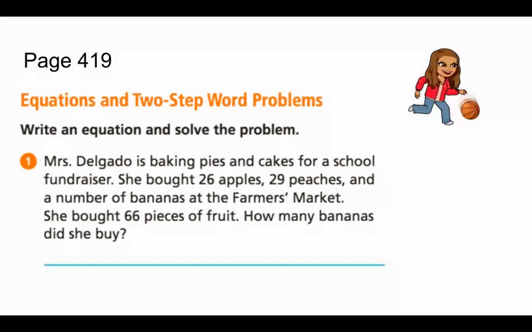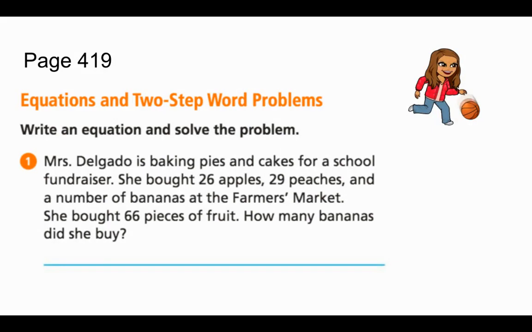All right, open your math workbooks up to page 419. That's where we're going to start today. Write an equation and solve the problem. Let's read the problem. Mrs. Delgado is baking pies and cakes for a school fundraiser. She bought 26 apples, 29 peaches, and a number of bananas at the farmer's market. She bought 66 pieces of fruit. How many bananas did she buy?